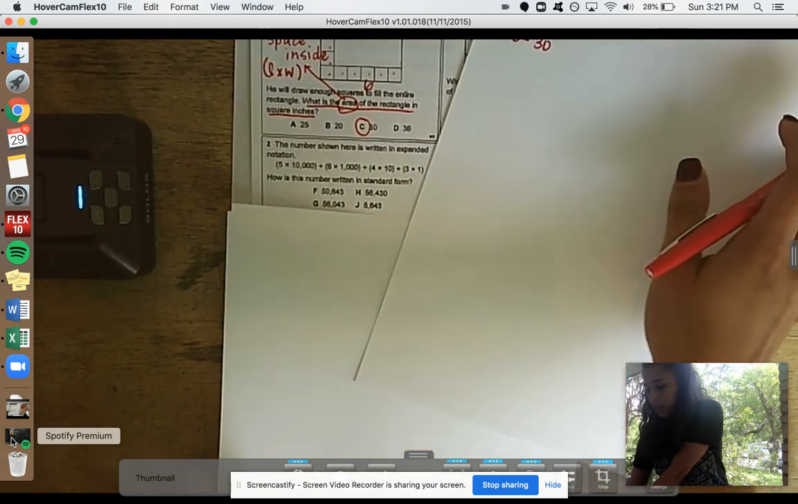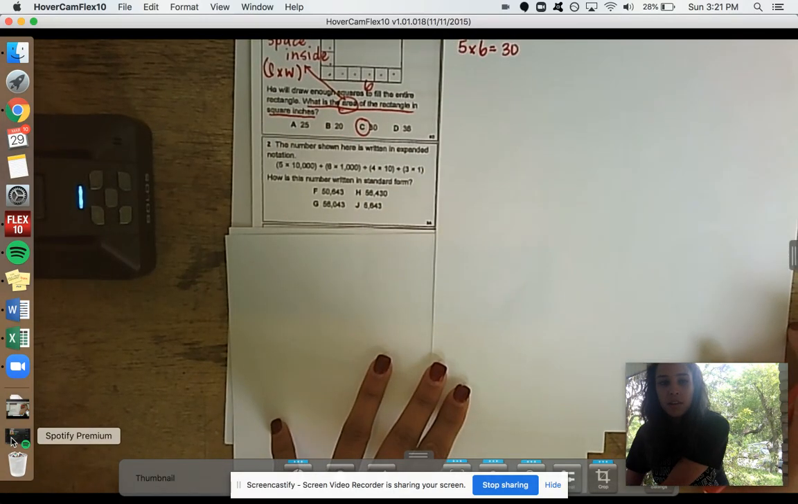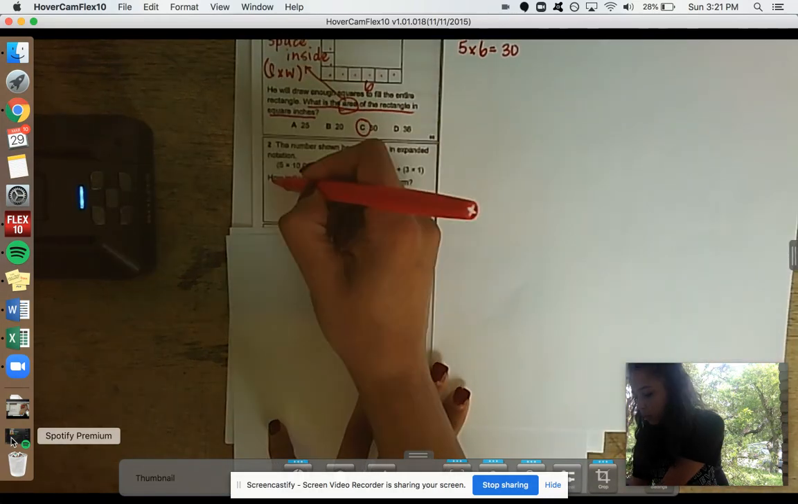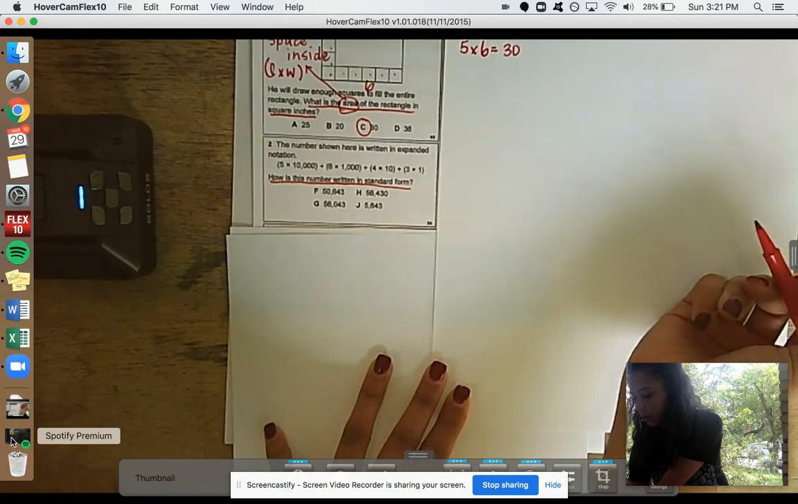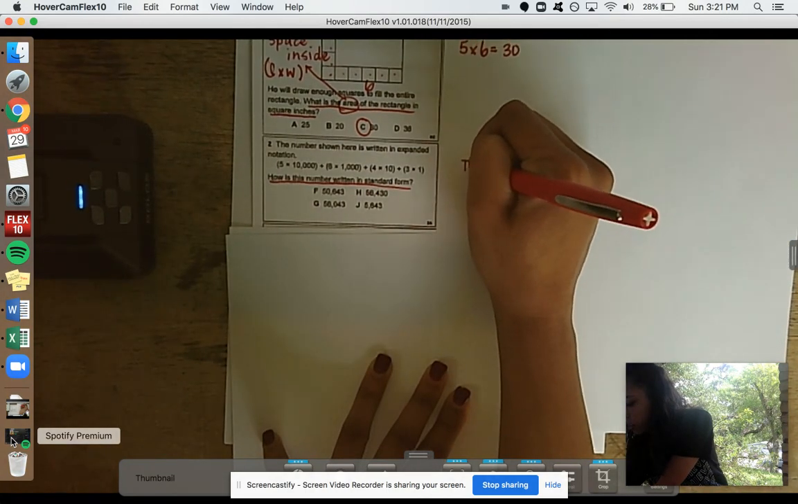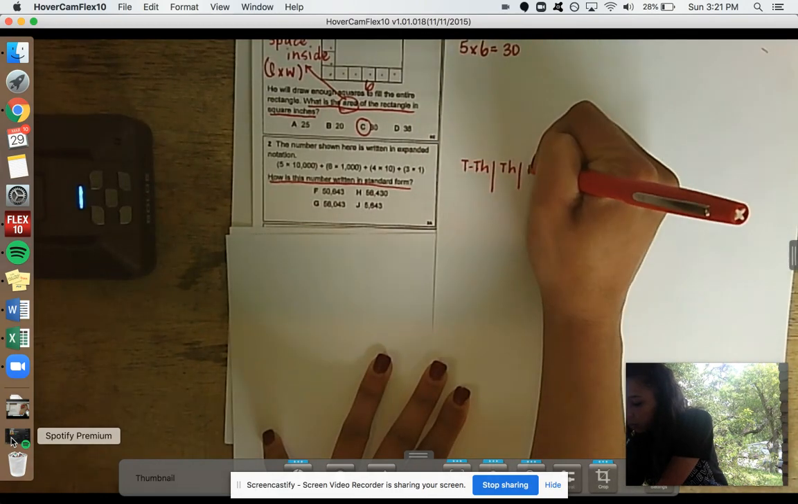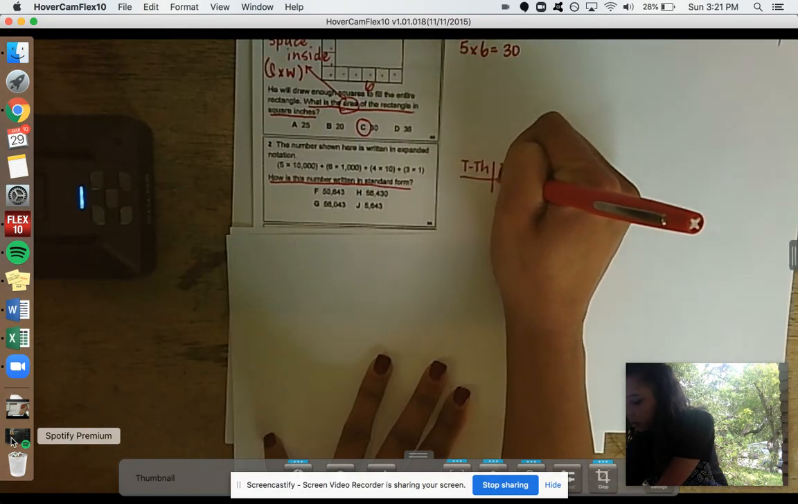Number 2 says the number shown here is written in expanded notation. 5 times 10,000 plus 6 times 1,000 plus 4 times 10 plus 3 times 1. How is this number written in standard form? When I see these questions with place value, I'm just going to draw a hundreds chart, but an expanded one with 10,000s, thousands, hundreds, tens, and ones.